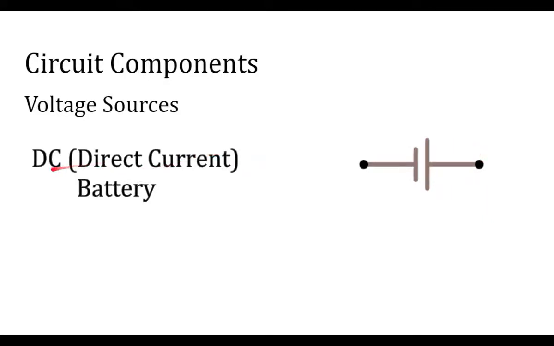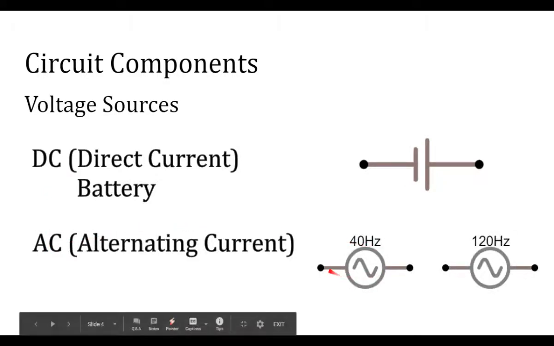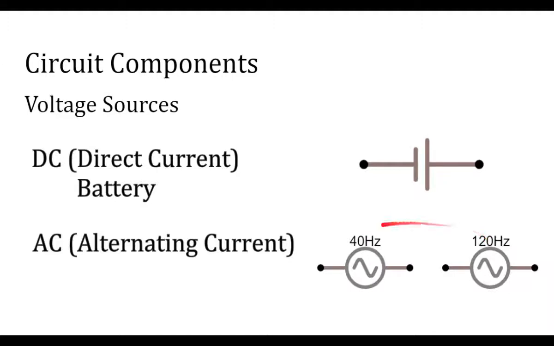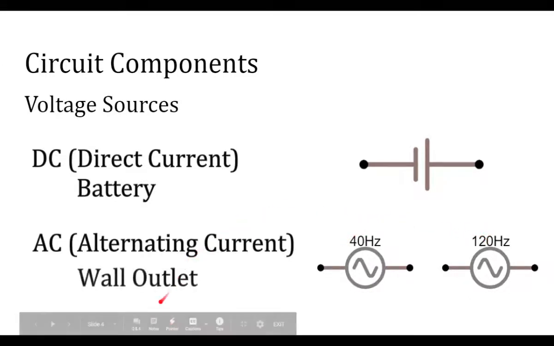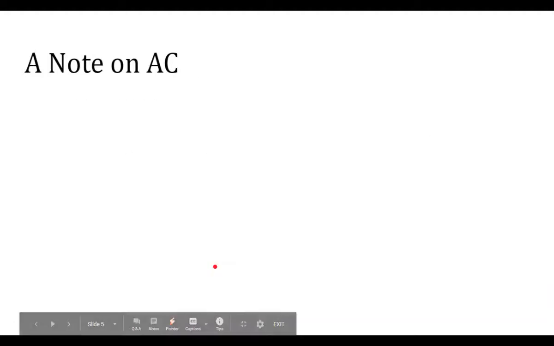So if we have direct current, that's DC, there's also the other version, which is alternating current, or AC. The AC symbol looks kind of like this. Again, the wire comes in, then we've got a little circle, and the wire comes out the other side, and in the middle we've got this little sine wave. You'll see both of these look the same, but they have a difference up top: one says 40 hertz and one says 120 hertz. We'll talk more about that in a minute, but just so you know, wall outlets in your house are AC. They're alternating current.